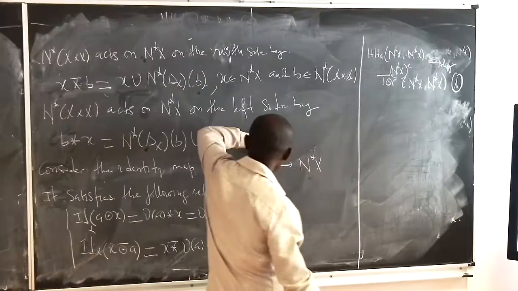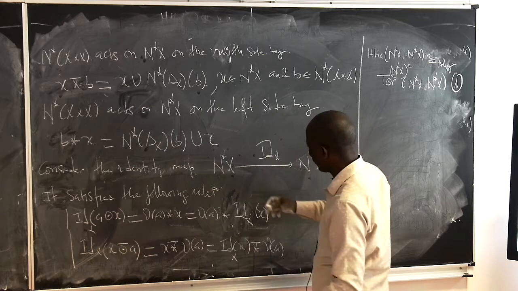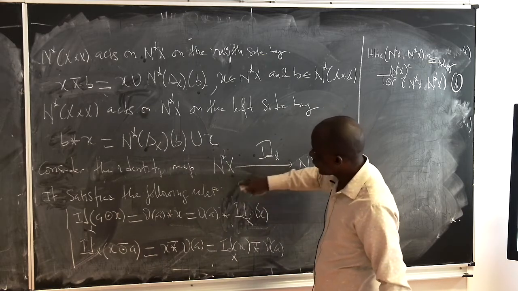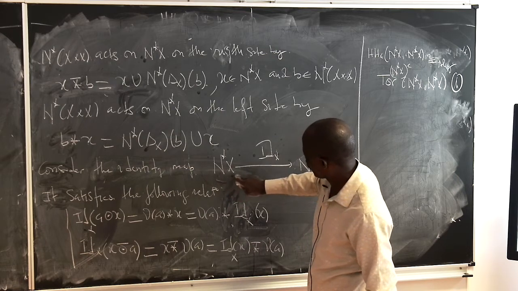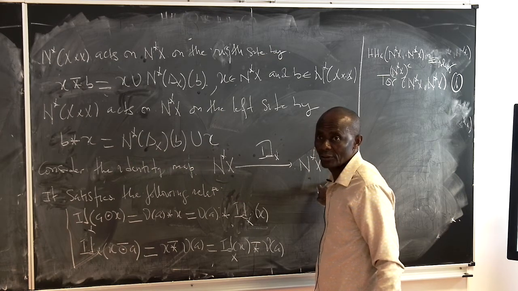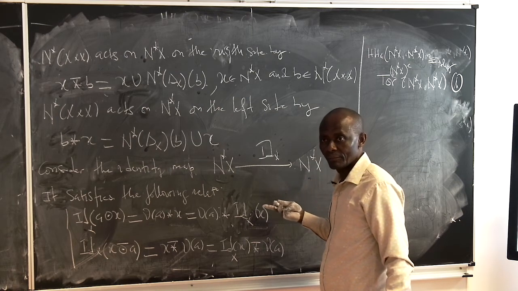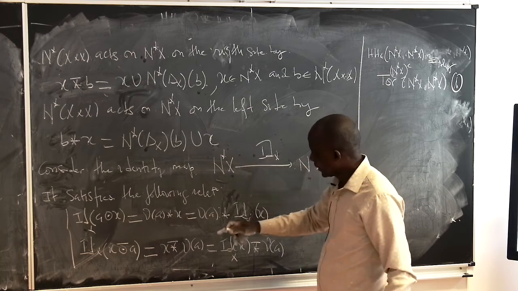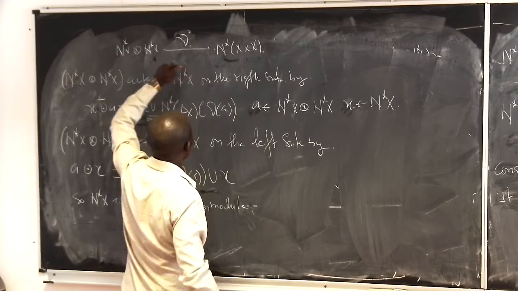The identity here satisfying this relation means that the identity is just a linear map from the first module to the second module. That's what we are trying to see here: that this map is a linear map from the module over this one to the module over this one.